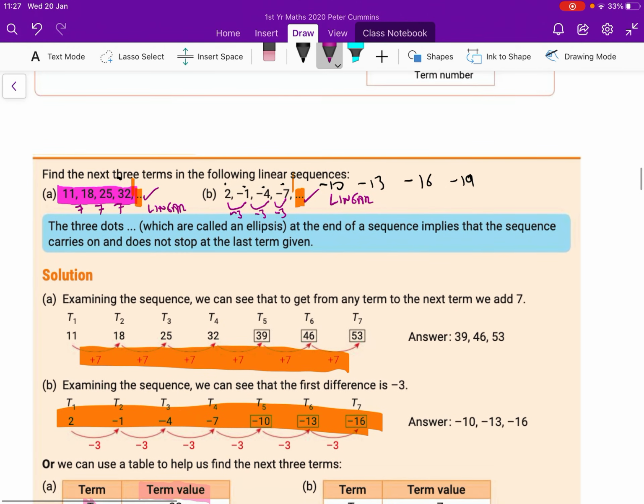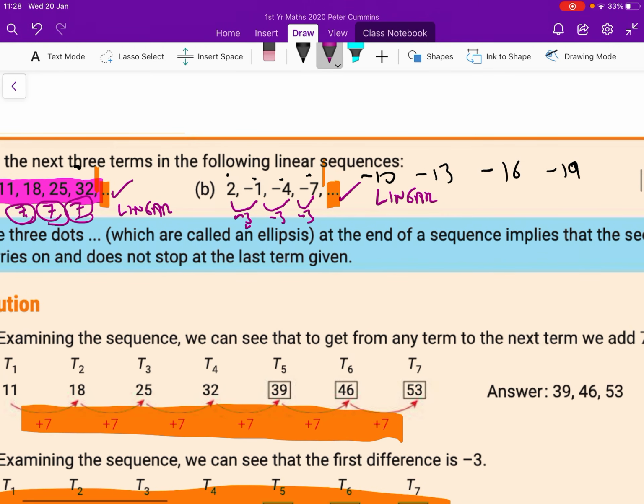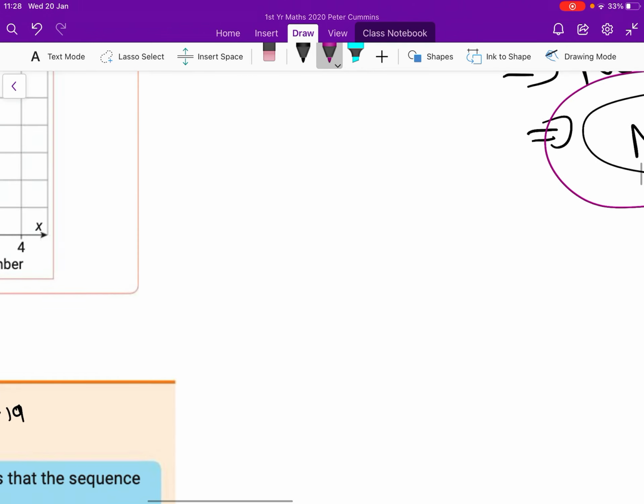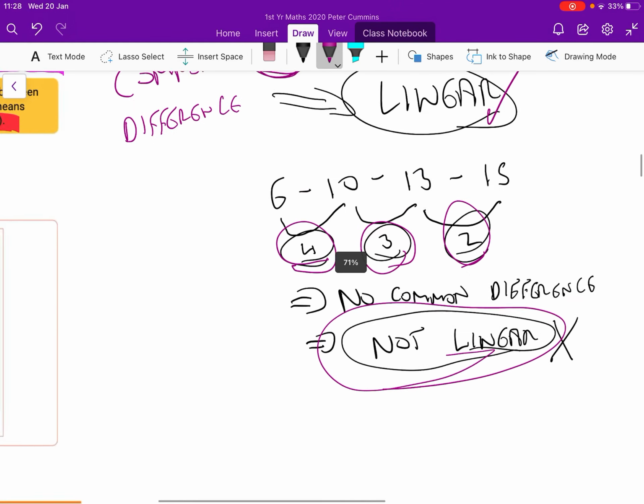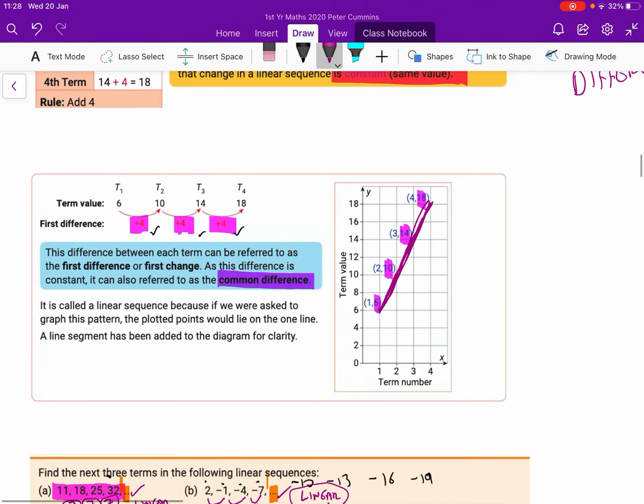After that, I did a couple more in the video that I shared with you on OneDrive. Over here at A, the difference between 11 and 18 is 7, and 7 here is the difference, and 7 here is the difference. So this is going to be a linear one. Same here, the difference is -3, -3, and -3. That's also going to be a linear one. But over here, the one we did a second ago, there was no common difference, so it's not linear. So that's the first thing: if it has a common difference, it's going to be linear.